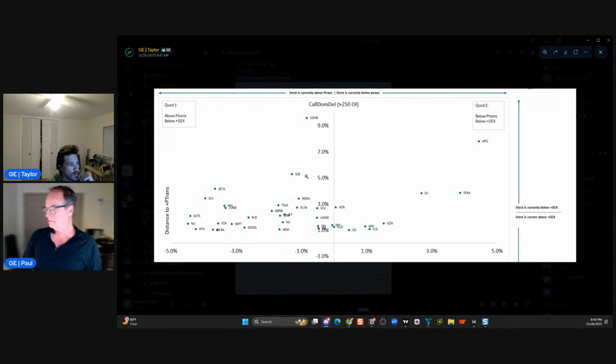As an example, Schlumberger on Friday: above P-Trans, 1% to P-Trans, 5% to plus GEX. So just looking at this scatter plot, that could be an interesting example. But all the way over here, if you're looking at RTX, I forget what that name is, that was like 5% downside to P-Trans and 1% upside to plus GEX. So maybe not as ideal a risk to reward. Just something helpful for you to look at there.